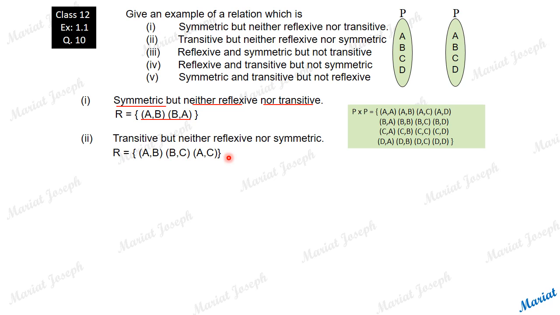But if we do not want it reflexive, what we should do is avoid taking AA, BB, CC, DD, reflexivity. All the pairs of the form AA, BB, CC, DD, that's avoided. Now, of course, it's not symmetric. Why not symmetric? Because when element AB is there, BA is not taken. To be symmetric, for every pair AB, there should have been BA. If BC is there, CB should have been there. If AC is there, CA should have been there. None of them have been taken, so it's not symmetric.